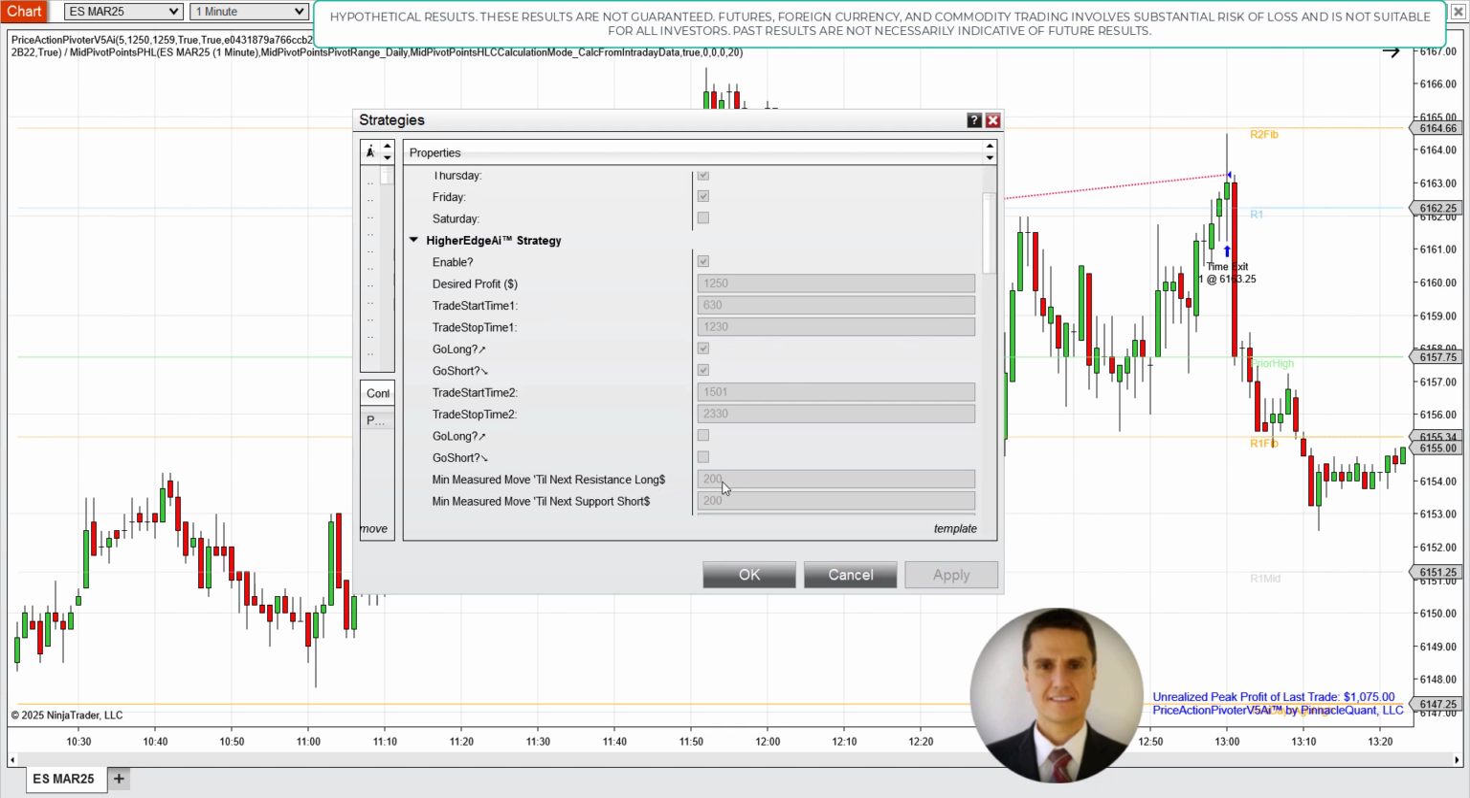So I have it at 200. I've done some back testing at 150. I've done some back testing at 100. I've also put it at 0, which effectively turns it off. I've also put it at higher numbers like 300, 400. I've sort of settled at 200 for ES, okay?